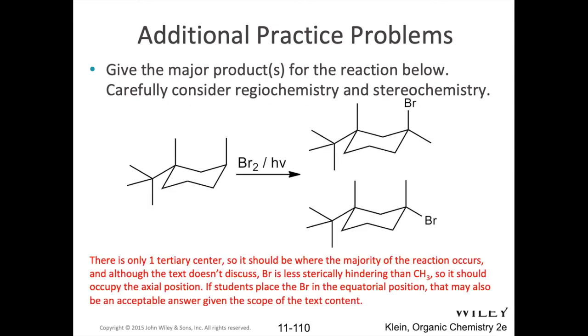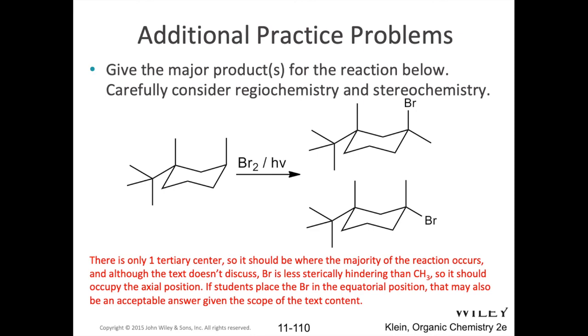Okay, so hopefully you've figured out that that carbon all the way on the right was your tertiary site. So you do a hydrogen abstraction there. Of course, your bromine can add to either side of that carbon, right? Because it's a radical, right? So you have a shallow interconversion, and your bromine can add to either side.